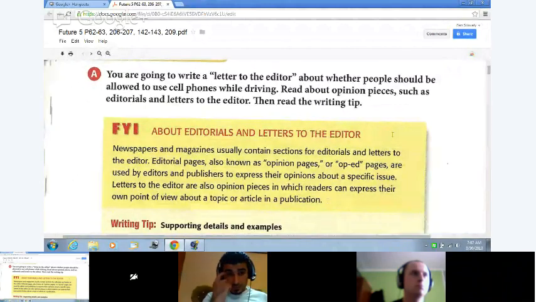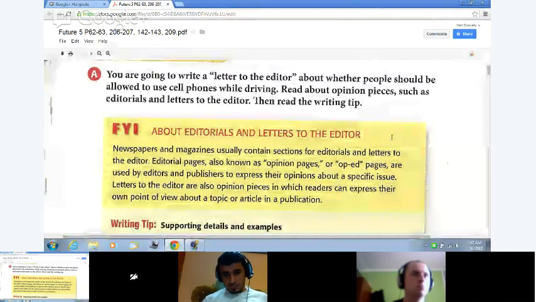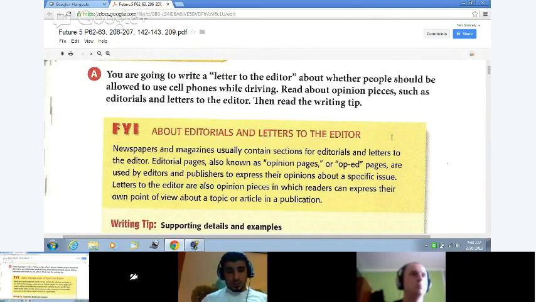Okay, so what this is, we're going to write our opinion to an editor of a magazine. Magazines and newspapers always have certain sections called editorials, which is where you can write a letter to the editor. These pages are also known as opinion pages, okay? This is where the editor or a publisher will express their opinion about something specific. And then the reader has an opportunity to write to the editor or publisher and give them their opinion and say, I either agree with you or I disagree with you about what you wrote.